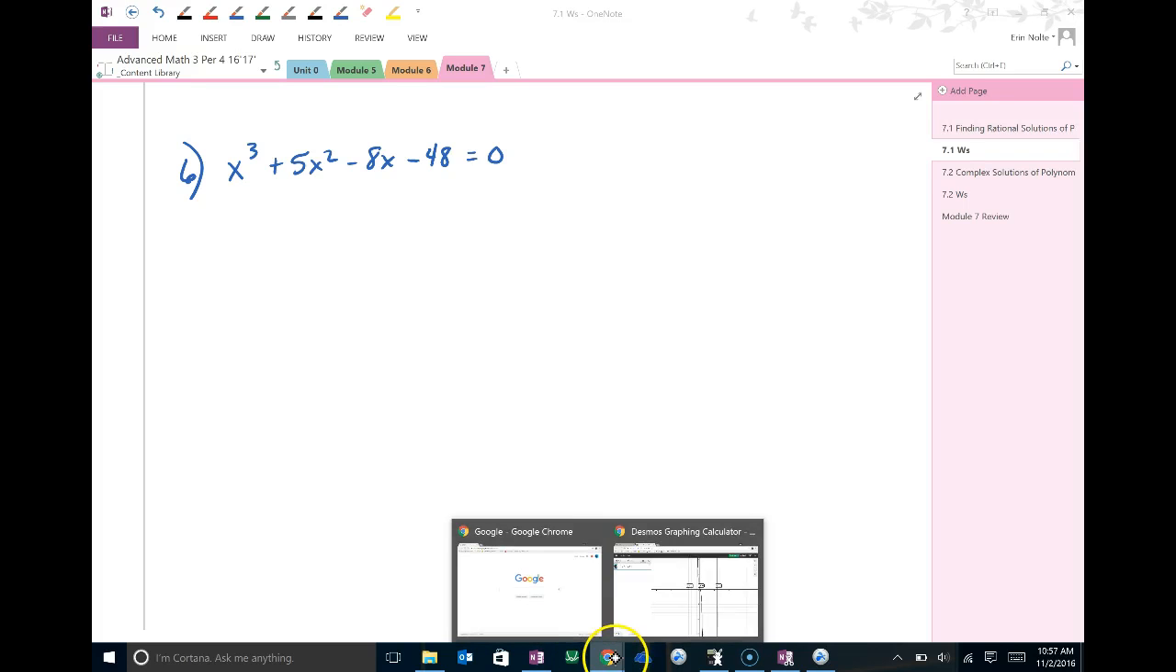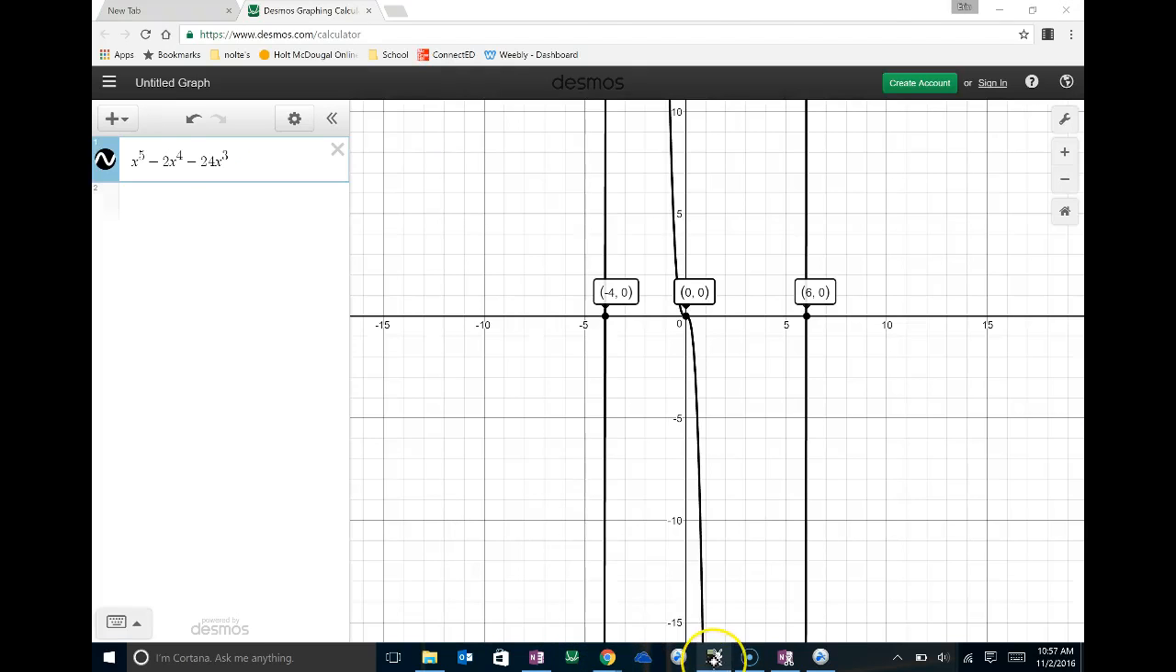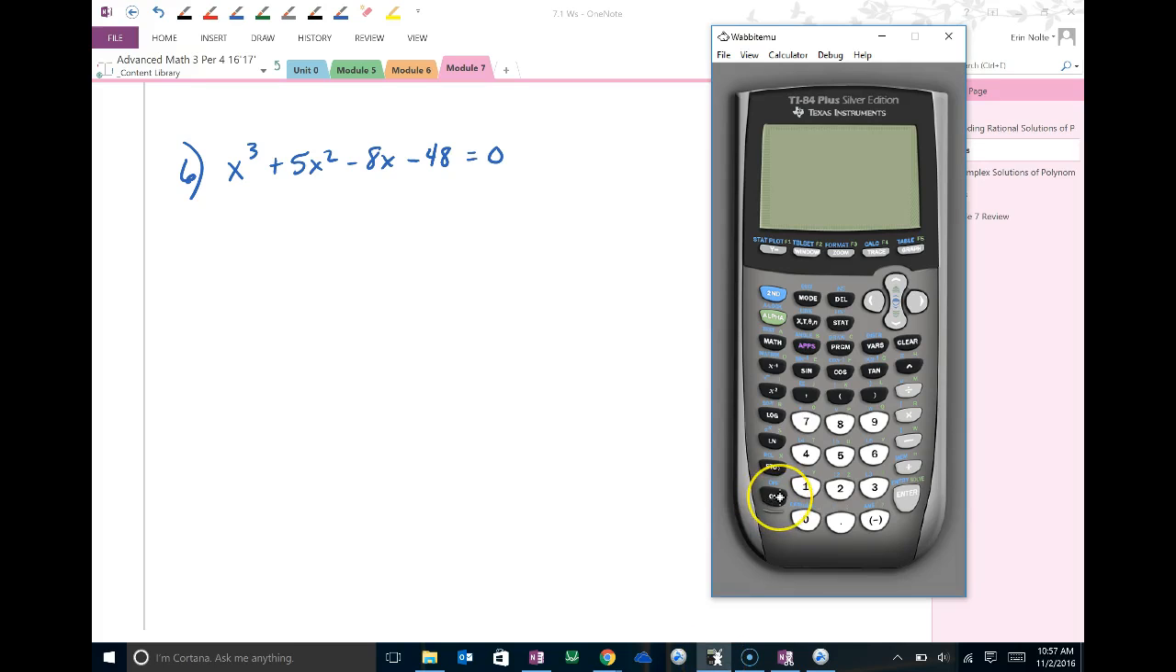Can you show us how to find the zeros on the calculator? On a calculator? Sure. Fine. I just like to use Desmos though. Okay, so I do x to the 3rd.